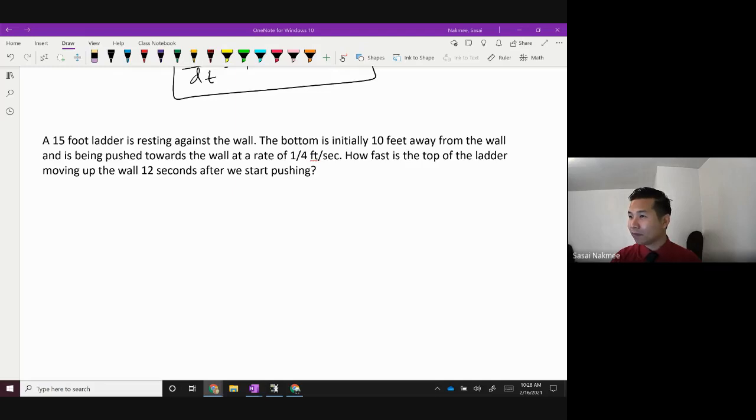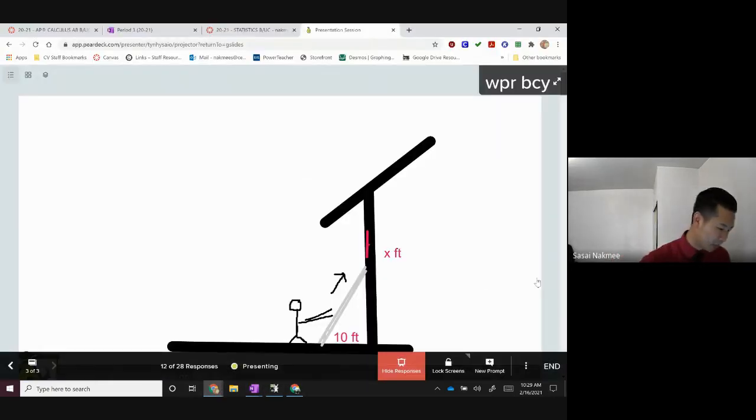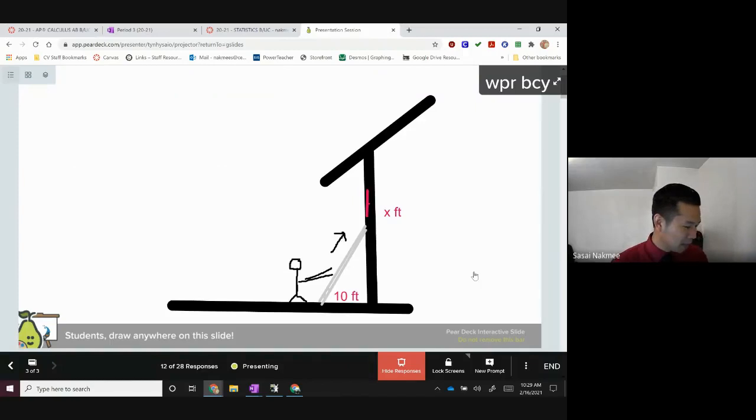Let's take a look real quick. Check this out. Let's see how people did. Good. So here's the ladder. That person has really long arms. The ladder is 10 feet away from the wall, and the height of the ladder we don't know yet. That's not bad. But don't forget to incorporate how long the ladder is. That also needs to be in there as well.